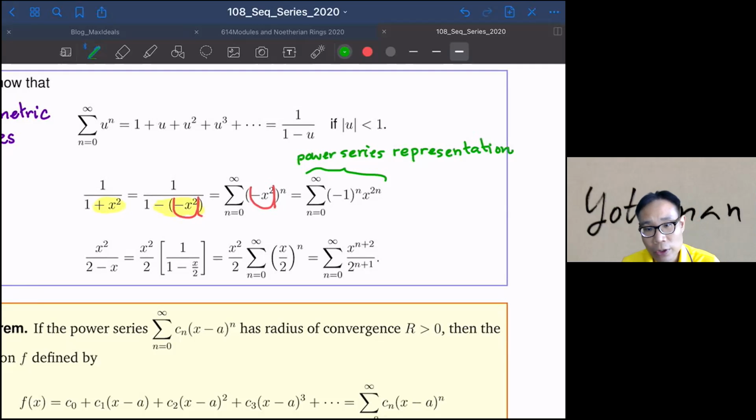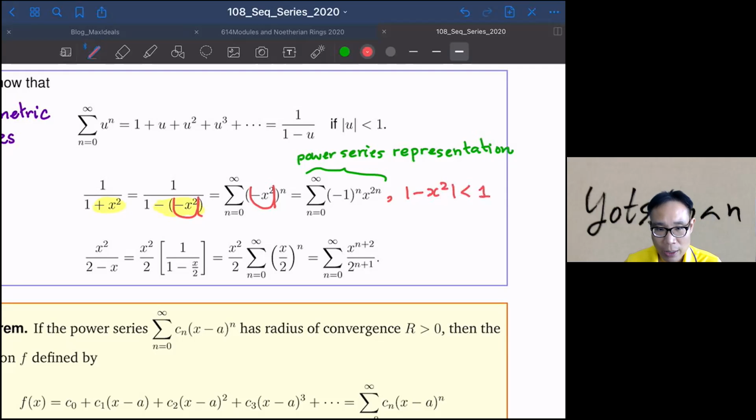Okay, so this one is called power series representation. This one will be just the series n equal to 0 to infinity of negative 1 to the n and x to the 2n. So that is the power series representation. And this one is only valid for absolute value of negative x squared smaller than 1.